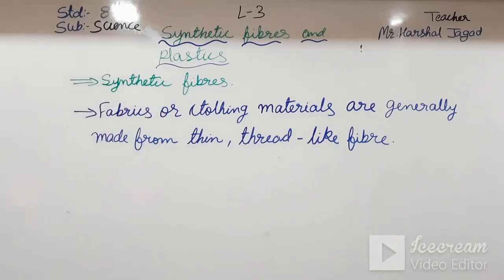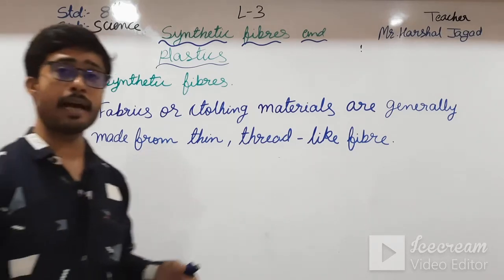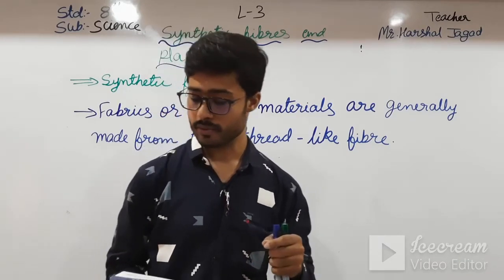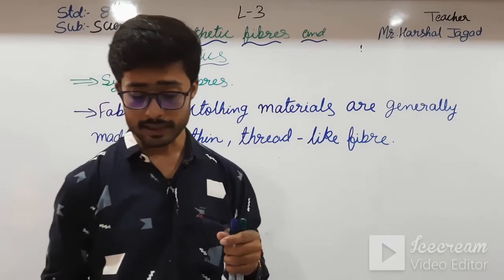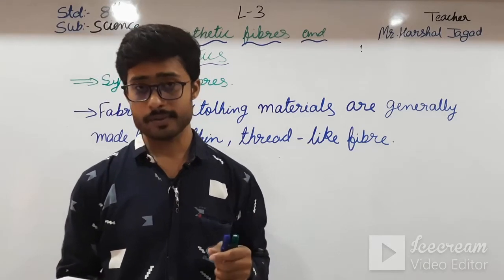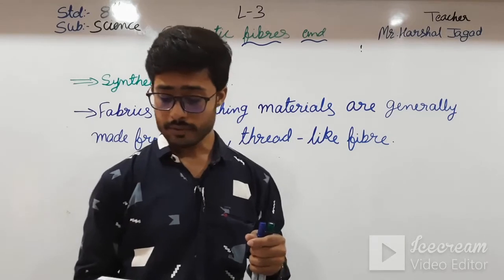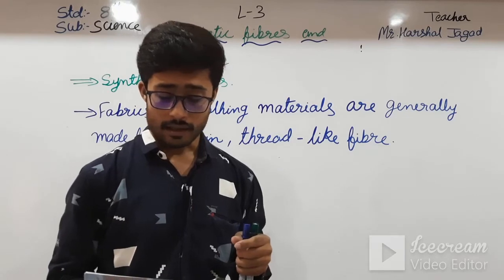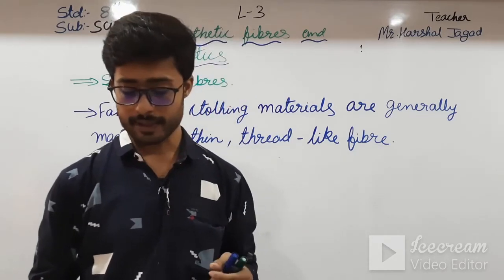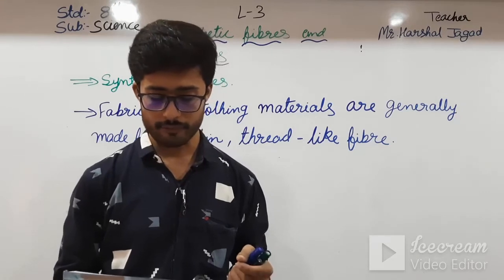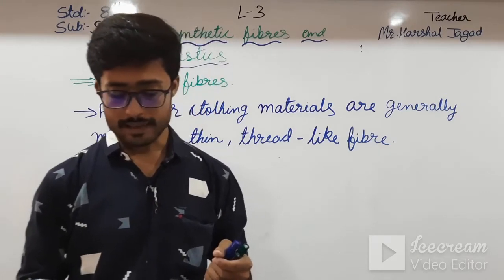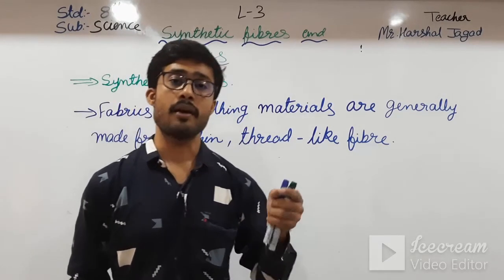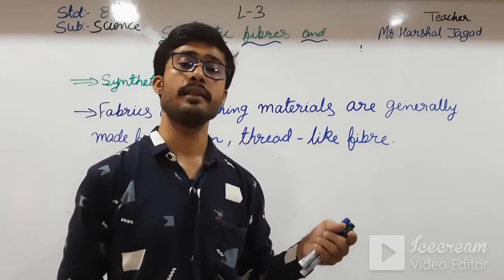Now going to next and reading it. First of all I will read it again. Human beings required clothing materials or fabrics. Fabrics are used to stitch different types of clothing or garments such as t-shirts, trousers, skirts. Fabrics are also used to manufacture carpets, bed and table linen, curtains, towels, etc. Fabrics or clothing material are generally made from thin threads like fibers. Here, t-shirts, trousers and all the things that we wear are made from the fabrics.